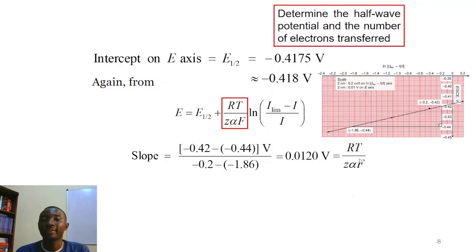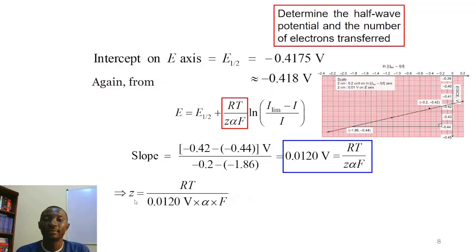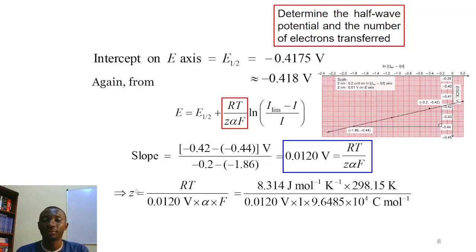So if we equate that expression to this, if we focus on these two bits, we can make Z, which is the number of electrons transferred, the subject of the formula, where R is the gas constant, T is the temperature, this is the gradient, alpha is the transfer coefficient, which is 1 for a reversible process, and F is Faraday's constant. When we substitute these values, we obtain this expression. We obtain this value, 2.14, which is approximately 2. Therefore, the number of electrons transferred is 2.